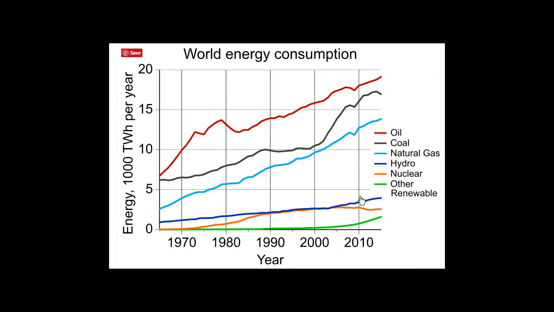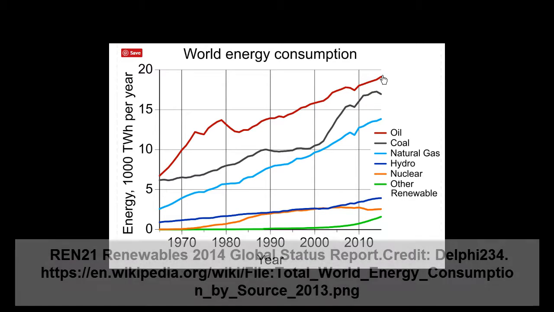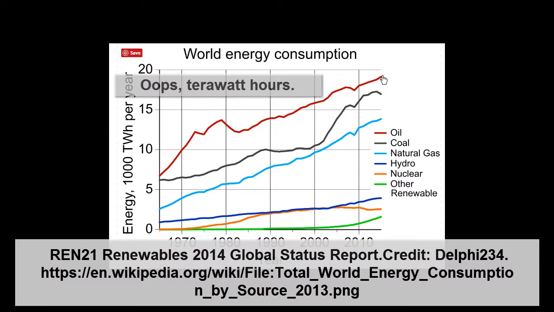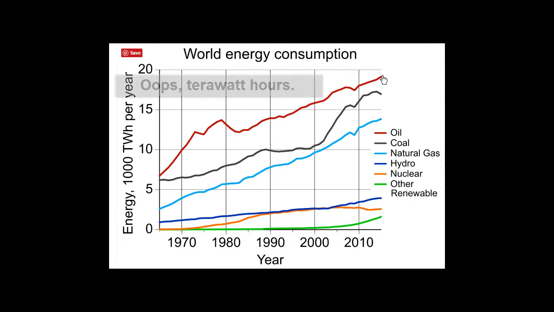Next, I would like to show how many barrels of oil the world uses per year. Now, if we have a look at this axis, we see that the energy is 1000 terawatt hours per year, and we have 15 and 20,000 terawatt hours right there. So let's just look at this one line, the oil consumption. It sits at about 18,000 terawatt hours per year. Let's use the online calculator to see how many barrels of oil that is.